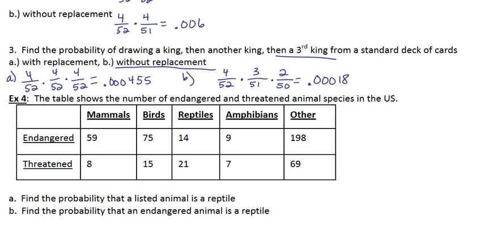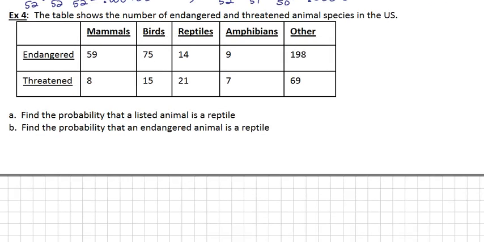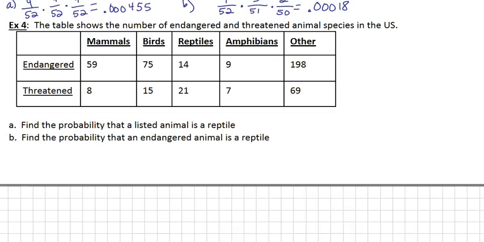Last but not least, example 4. You will be required to read charts and tables to find probabilities at times, and we will practice this more in class. But right now I've got a table showing the number of endangered and threatened animal species in the U.S. So first of all, I want to find the probability that a listed animal is a reptile. So out of all the animals, everybody listed there, what's the probability of getting a reptile? By the way, I added these up for us earlier, so you do not have to.